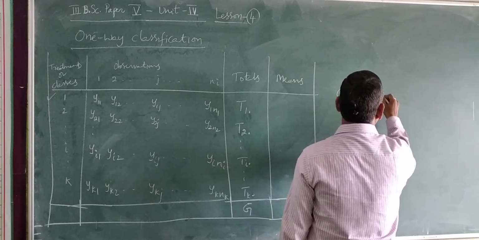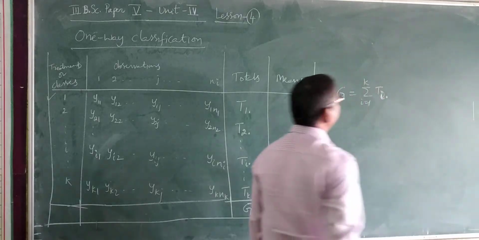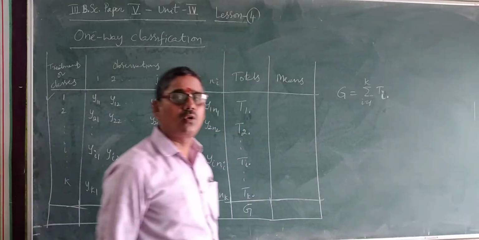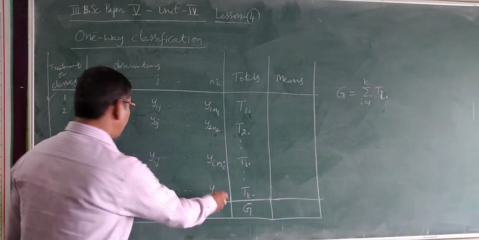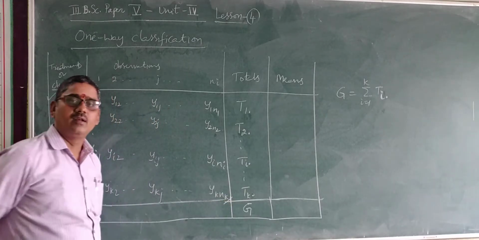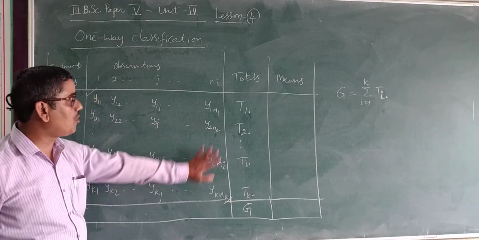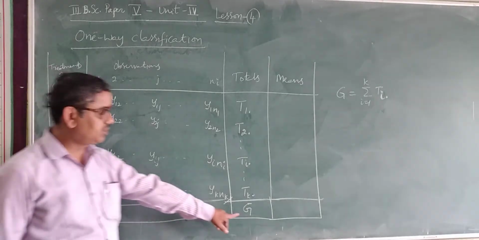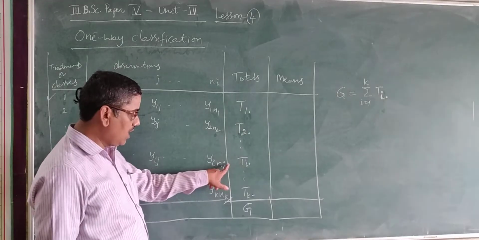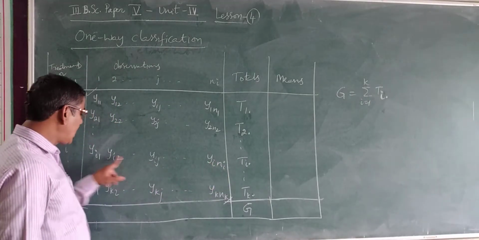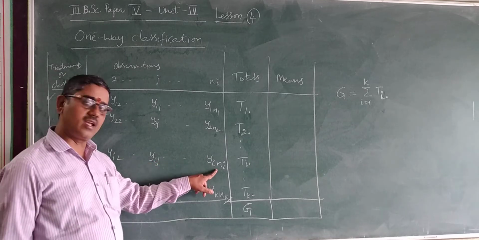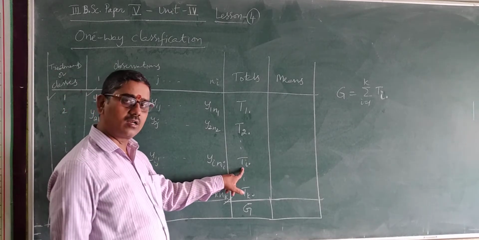In this fashion also we can calculate Ti dot. So that is the grand total G. G is the grand total, which is nothing but the sum of all the observations from y11 to y1, yk and k. The sum of all these observations is nothing but G. And Ti dot is only the sum of the observations in the ith class: yi1 plus yi2 plus yij plus yini. It is nothing but Ti dot.